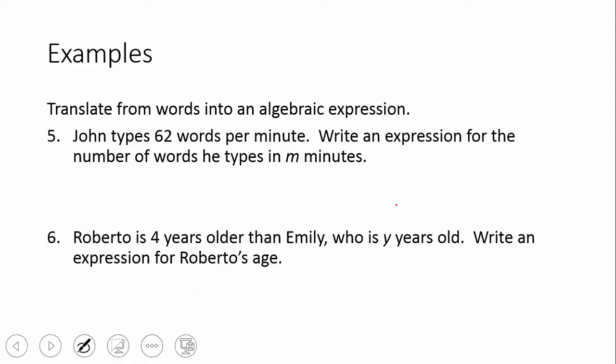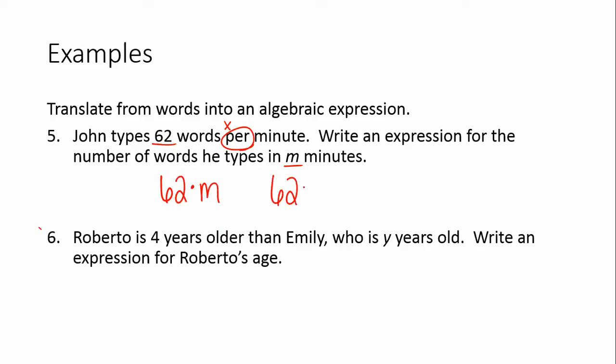Okay, so let's go the other way. Let's translate from words into an algebraic expression. So we're going to have to be looking for numbers, variables, and operations. John types 62 words per minute. Write an expression for the number of words he types in m minutes. So our variable is m. We also have the number 62, and we need to try to find the word that's going to indicate which operation we want to use. And here I see per. Remember that per means multiplication. So if we were to write this in an algebraic expression, we would say 62 times m. You could also just write 62m.